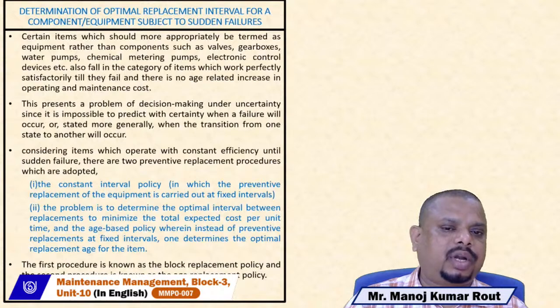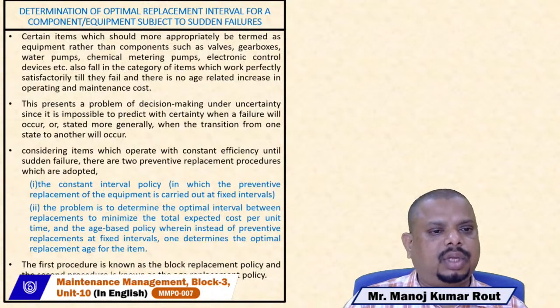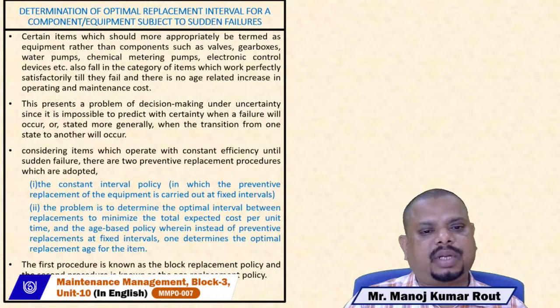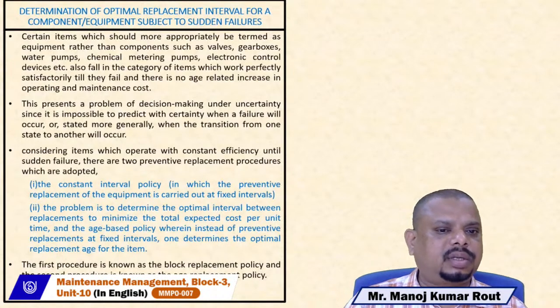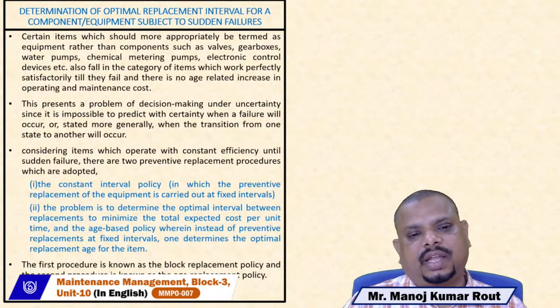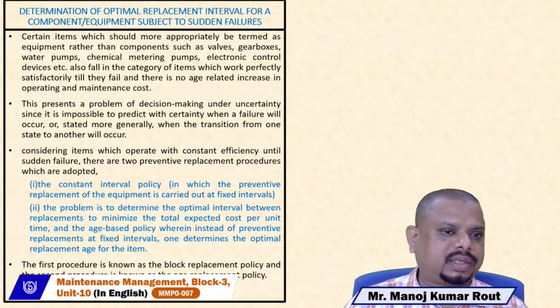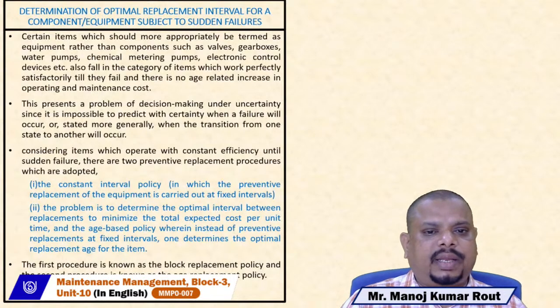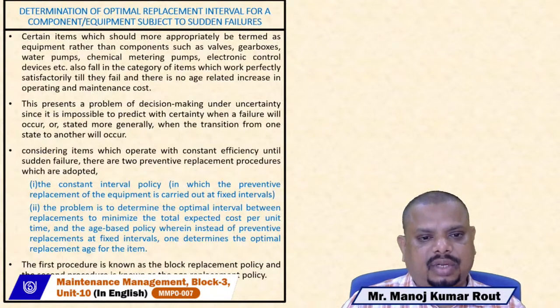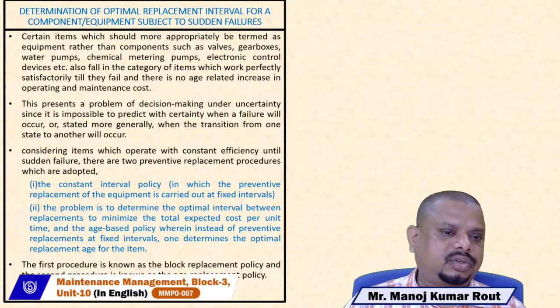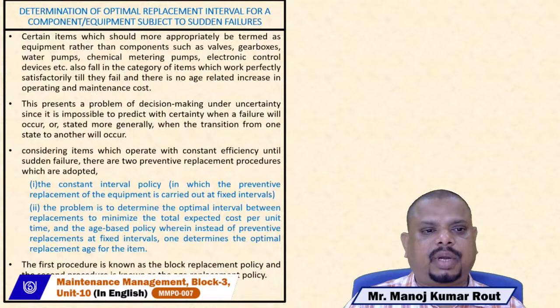So yeah, I have already given the example of gearboxes and the water pump. In those cases, or a chemical metering pump or electronics control devices, you cannot use what is known as age-based replacement, because when they reach perfectly satisfactory levels they are good, but when they fail, no age consideration should be done. So, with regard to increased operating and maintenance cost, we'll focus upon the following procedures.